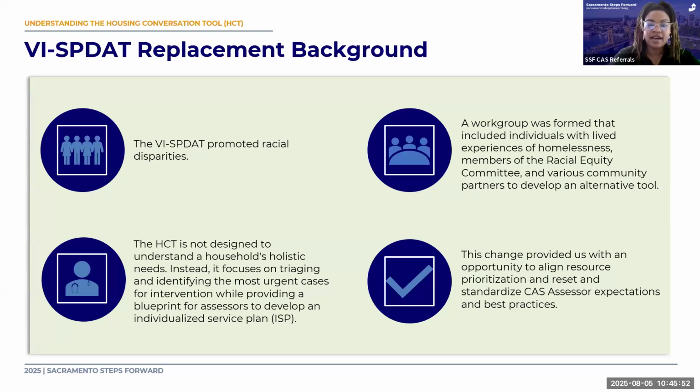And lastly, it provided change and an opportunity to align resource prioritization. Sometimes clients only need a certain thing, so being able to connect them with the actual resources that they needed. And then it reset standards for CAS assessor expectations and best practices. Next slide.